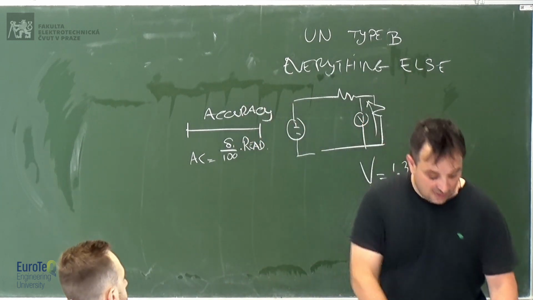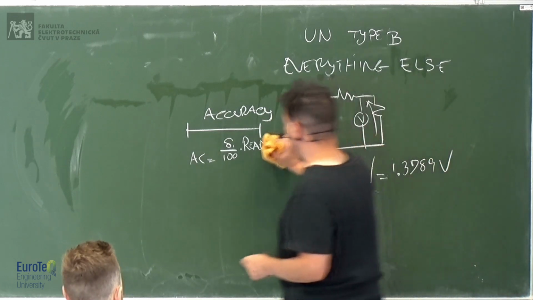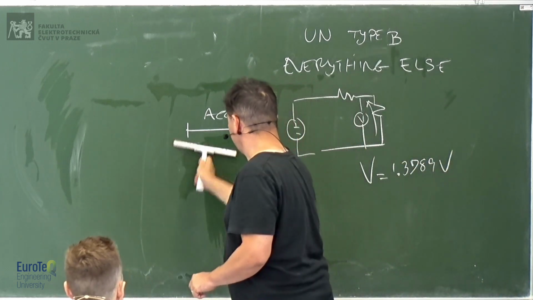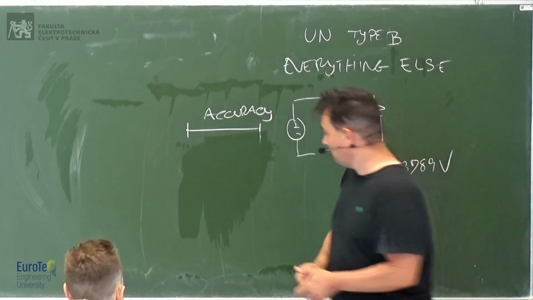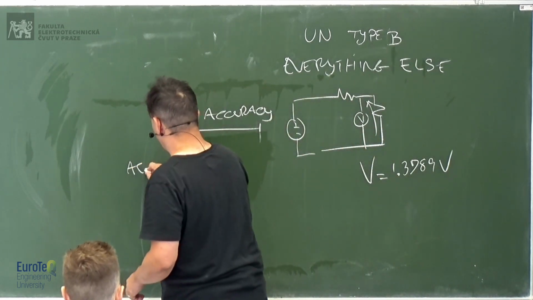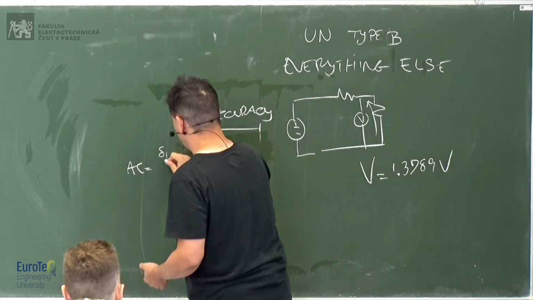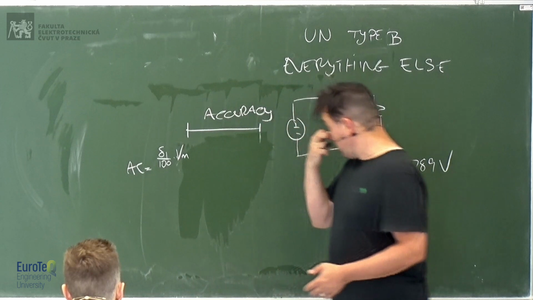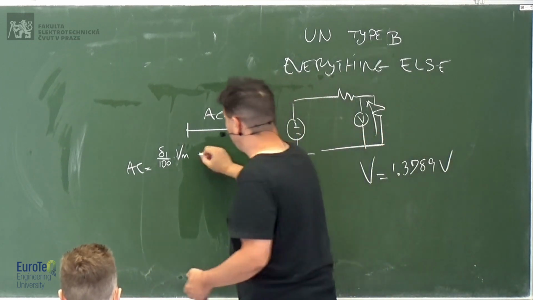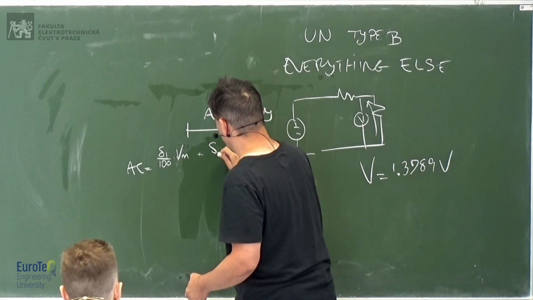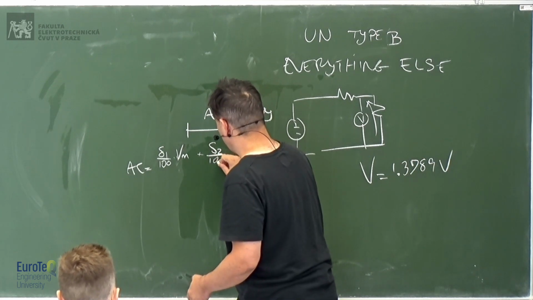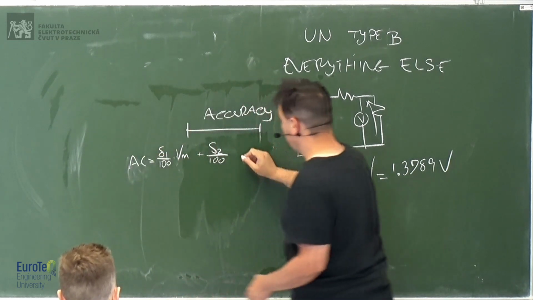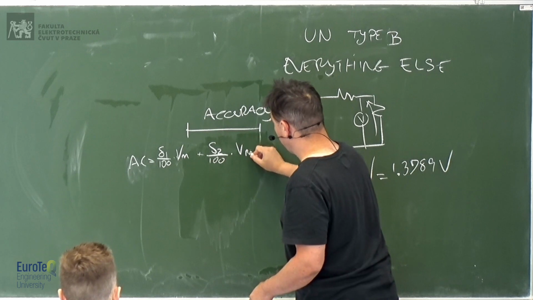Okay, let me erase it because I don't have space anymore. So they tell you that the accuracy will be some percentage of the reading, where Vm is the voltage that you measure, plus another percentage of the range.